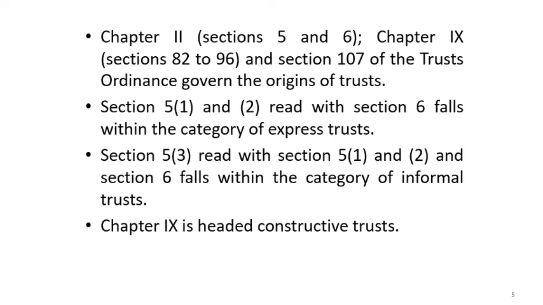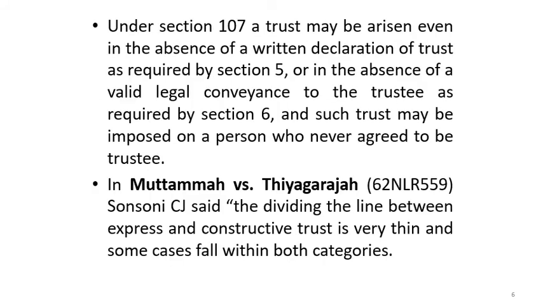Sections 5.1 and 5.2 read with section 6 fall within the category of express trusts that we have already studied. Section 5.3 read with sections 5.1, 5.2 and 6 falls within the category of informal trust that we have seen. Now we are saying Chapter 9 is headed under constructive trust. All three are origins of trusts. Under section 107, a trust may arise even in the absence of a written declaration of trust as required by section 5, or in the absence of a valid legal conveyance to the trustee as required by section 6, and such a trust may be imposed on a person who never agreed to be a trustee.